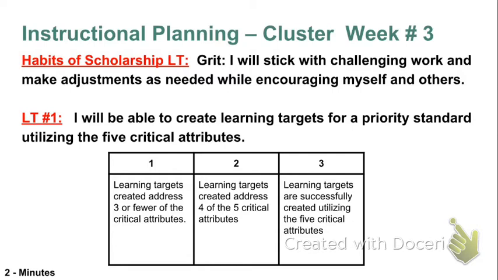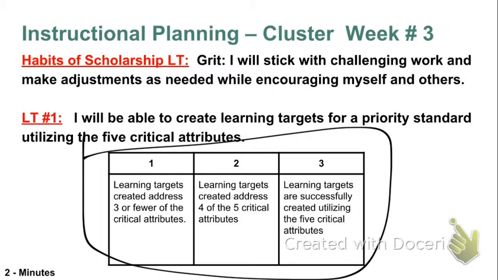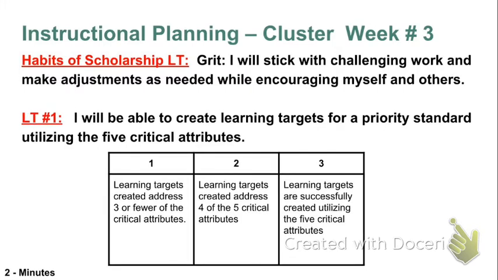So we're going to be creating learning targets within our unit or our priority standard that we've been planning, and we're going to utilize 5 critical attributes. If you look at our quick rubric here, okay, you'll see how I will be assessing you when I look at your units. Okay, so if you're looking for a 3, which is what our goal is, your learning targets are successfully created utilizing the 5 critical attributes. So what do we need to learn? Well, we need to know what in the world those 5 critical attributes are just to make sure that we're going to get our 3.